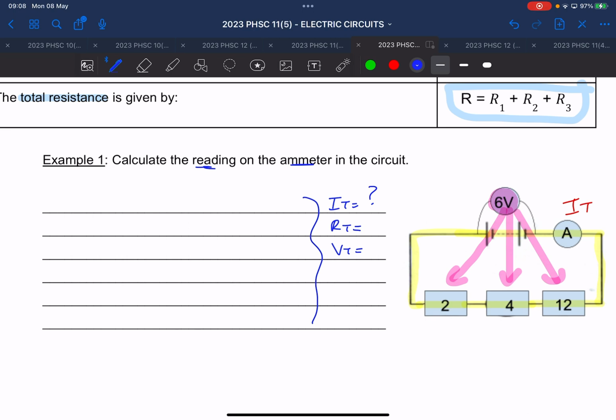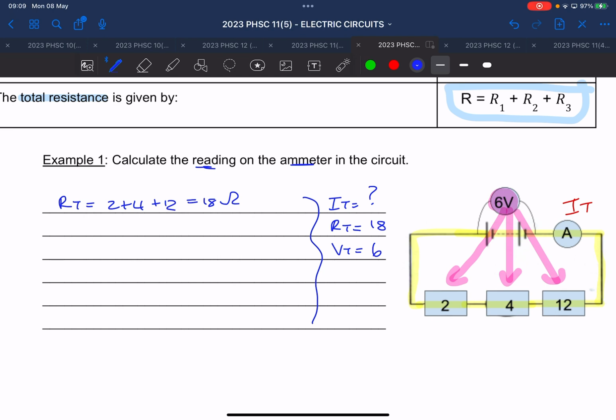What is the total volts for the circuit? And the total resistance? 18. How did you get to 18? You added them all together. She said the total resistance is 2 plus 4 plus 12, and that gives you 18 ohms.